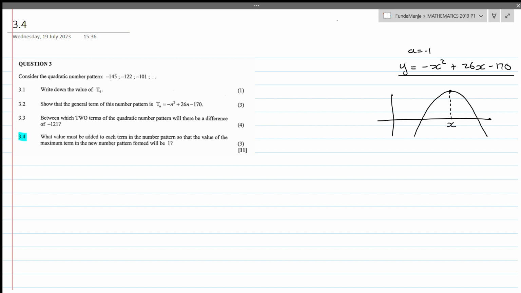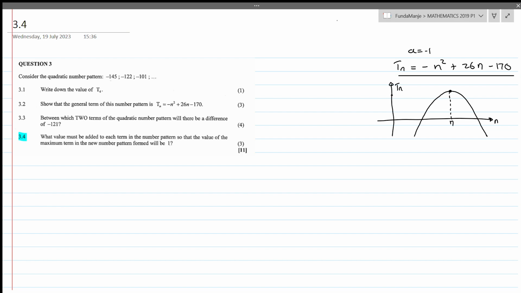But now understand that we are not working with functions, we're working with number patterns. Therefore, this is not x but rather n, and this is not y but rather tn. So our y-axis takes on the role of tn, our x-axis takes on the role of n, the position. Basically what we're trying to do is find the nth term in the pattern that has the maximum value, and we do this in a similar way.